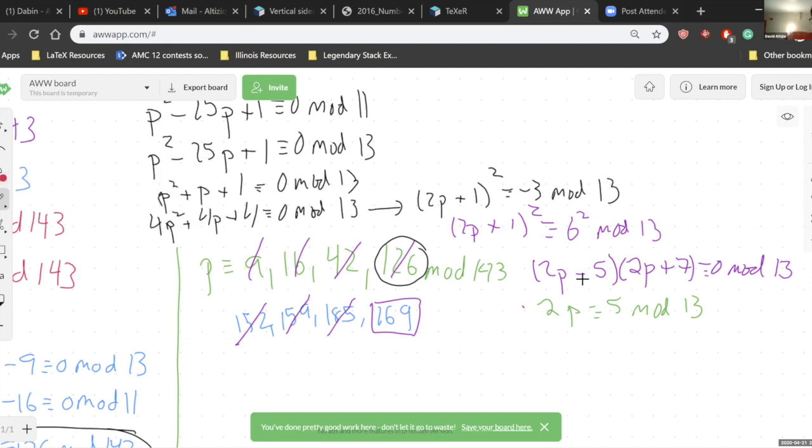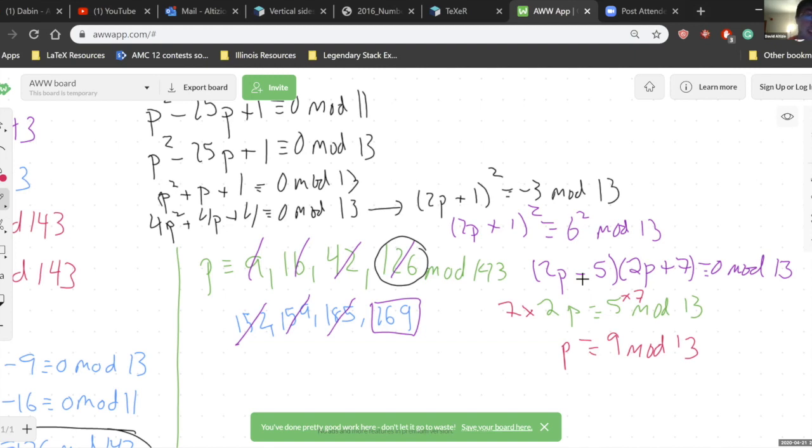So if I multiply both sides of this congruence by 7, the left-hand side reduces to just p, and the right-hand side reduces to 35, which is going to mean -4 or 9, which is very convenient because we got our original one, right? And this technique of completing the square is actually super powerful because it tells you, for example, what primes will divide numbers of the form n squared plus n plus 1. You can repeat this trick.